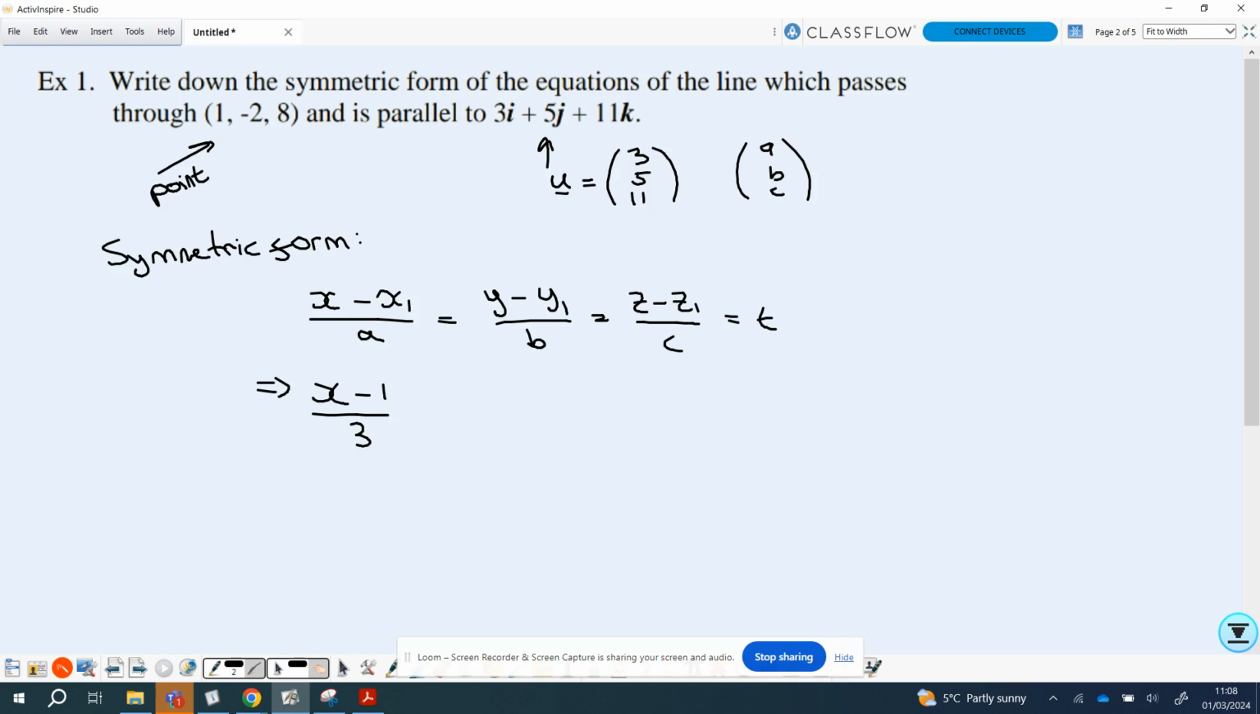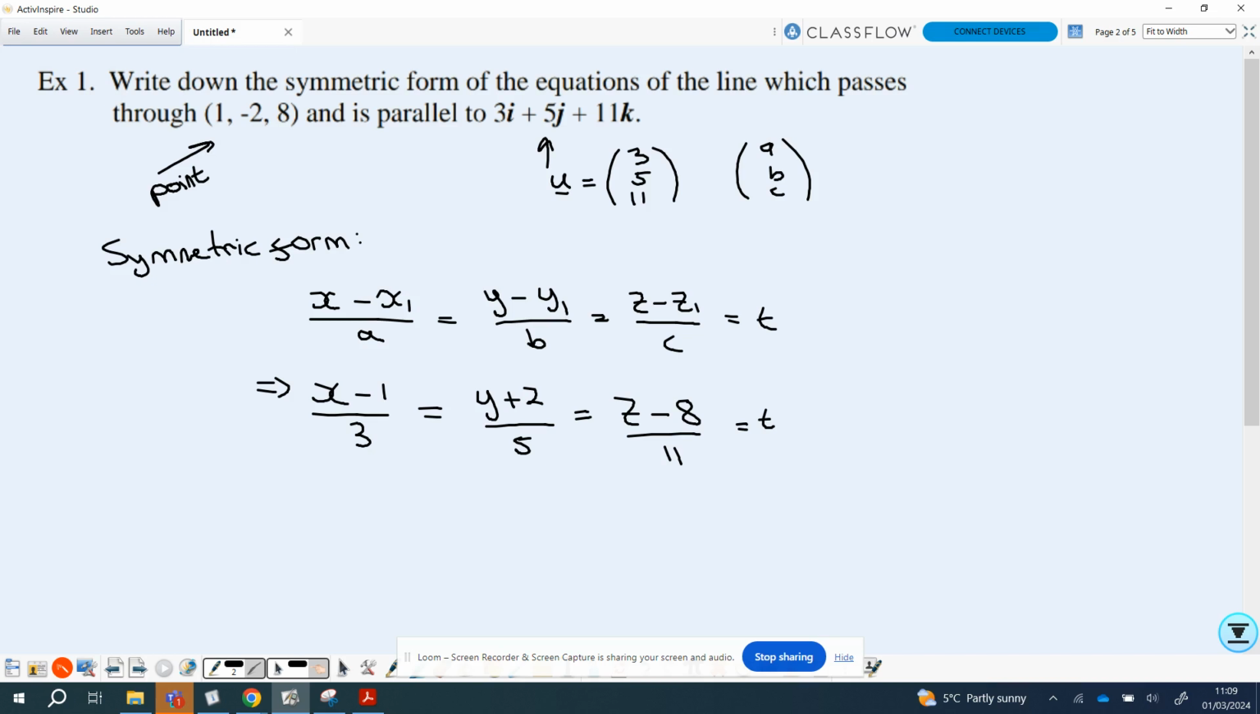That will equal, and we do it for the y, so it'll be y minus, okay, our y point was -2, so that'll end up being +2. And then b, the y direction was going 5. Okay, and then z would be z minus 8 over the value 11. And all that would equal the parameter t. Okay, and that's how we wrote the equation of that line, written in symmetric form.